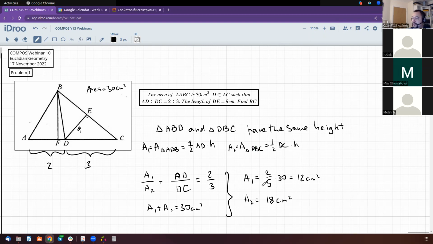Does everyone understand what I have just done? On a scale of 0 to 10, please. Okay. All right. Yes, that's very pleasing. A2. So we found A2.